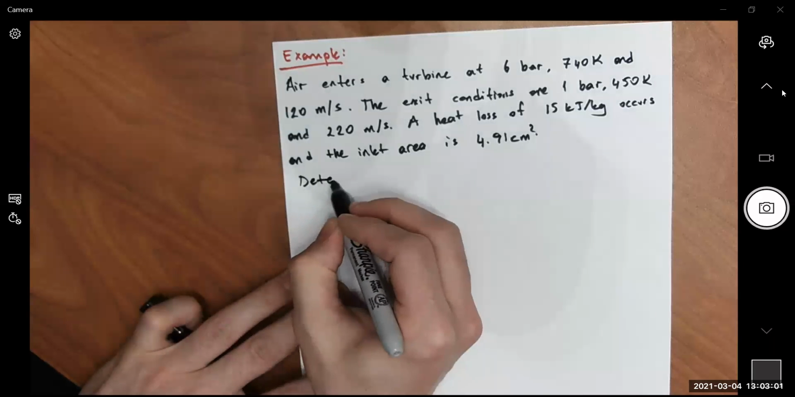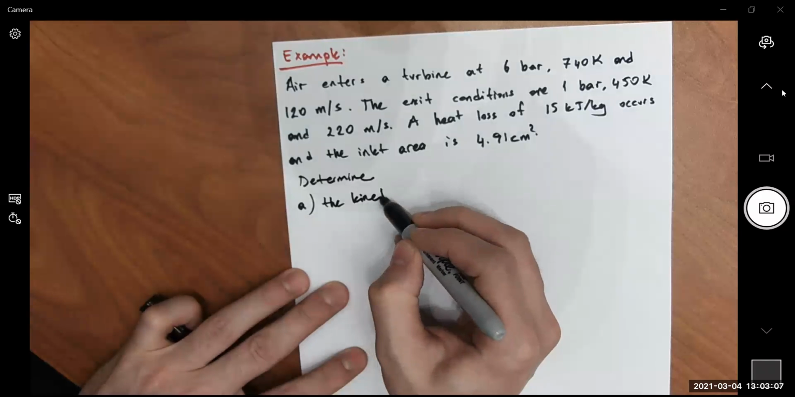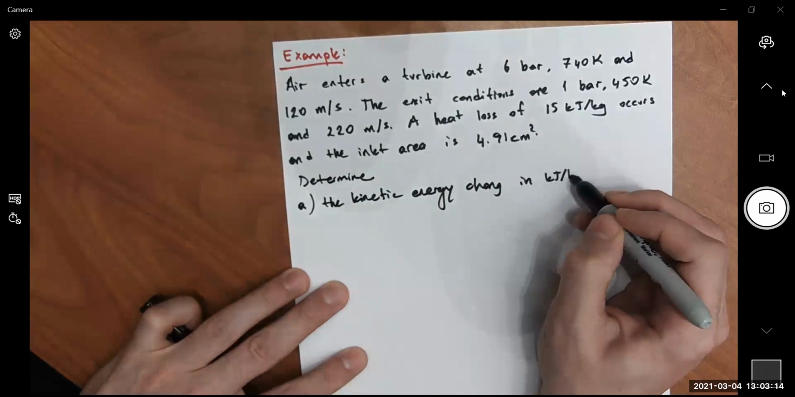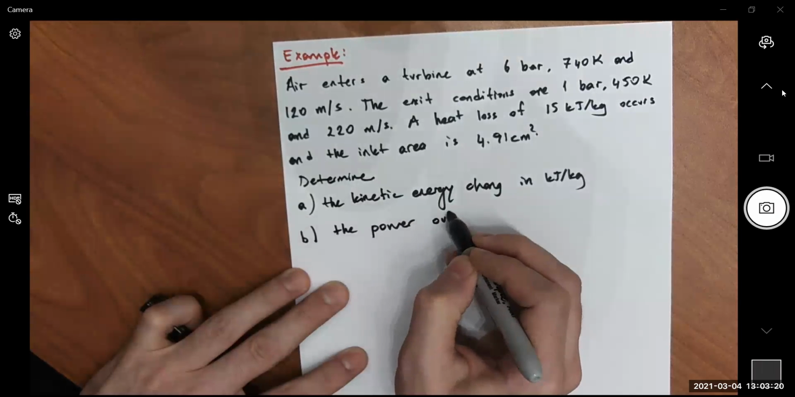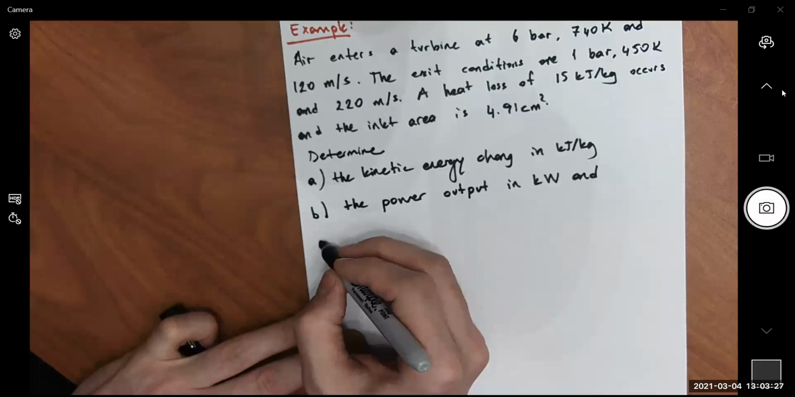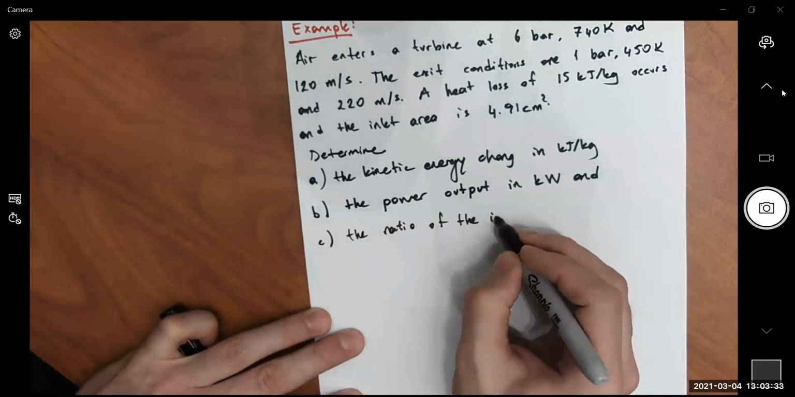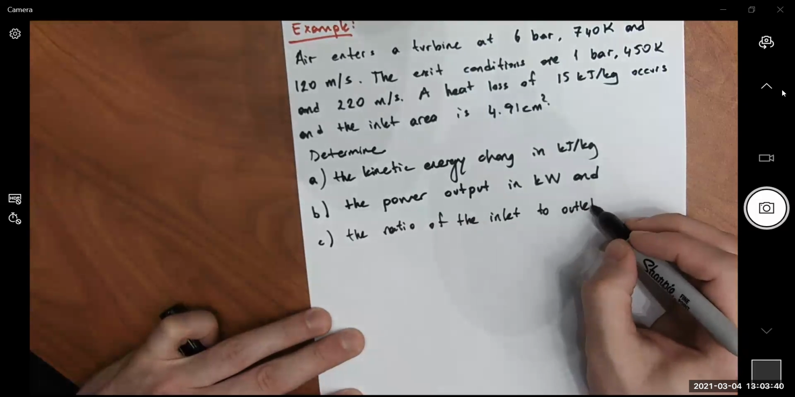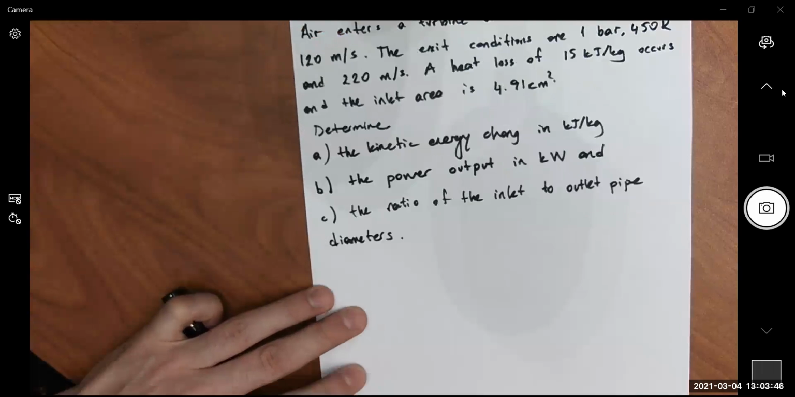You're asked to determine A, the kinetic energy change in kilojoules per kilogram, B, the power output in kilowatts, and C, the ratio of the inlet to outlet pipe diameters. Okay.